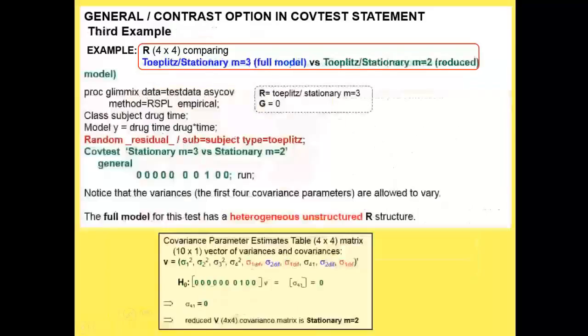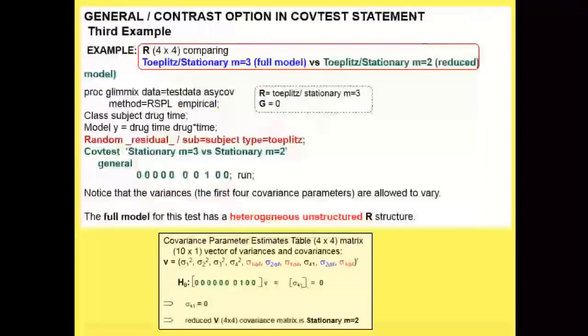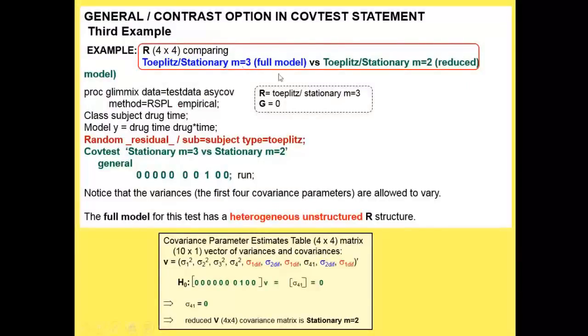Now let me just show you one last thing. Suppose I wanted to test stationary m equal 3 versus stationary m equal to 2. How would I do that? In terms of the logic of this, I don't know whether it works or not, because you have to practice to see, but think about the logic of it.